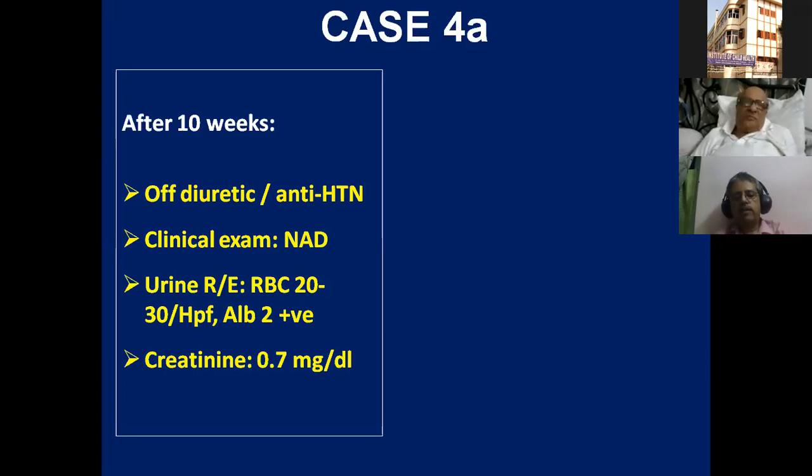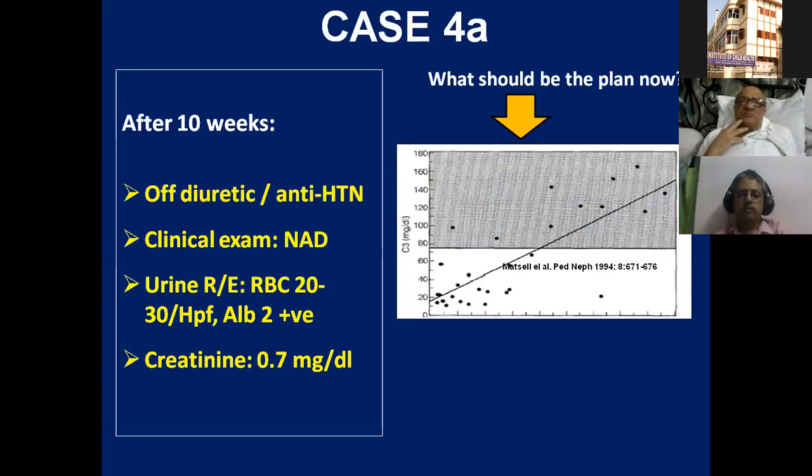So remember that the RBC can persist. Microscopic hematuria can persist. It can even persist to a year and beyond. So not to be worried about microscopic hematuria, but if your proteinuria is persisting significantly beyond 3 to 4 weeks, then you start getting worried. So after 10 weeks, there was a 2+ of protein.